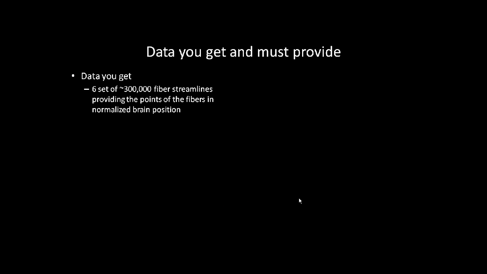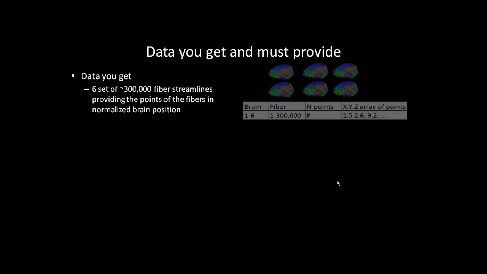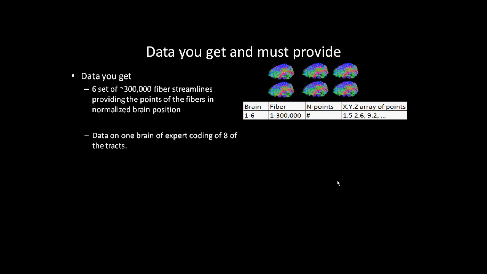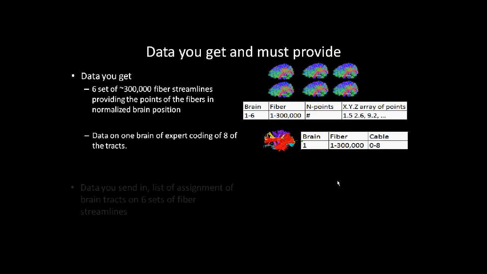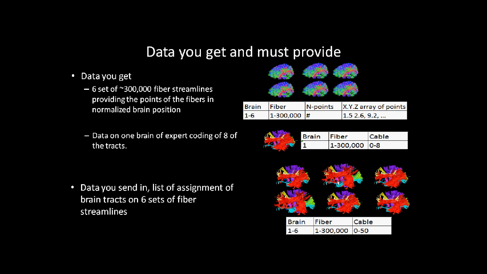We will be providing you 6 sets of 300,000 fiber streamlines, providing the fibers in the normalized brain position. And for one brain, we'll give you the expert coding of 8 tracks of that brain. The data set you will send in is basically the assignment of 6 sets of fiber data to streamlines, where 0 means you're not assigning it, and 1 to 50 would be the streamline or the track you are assigning it in.